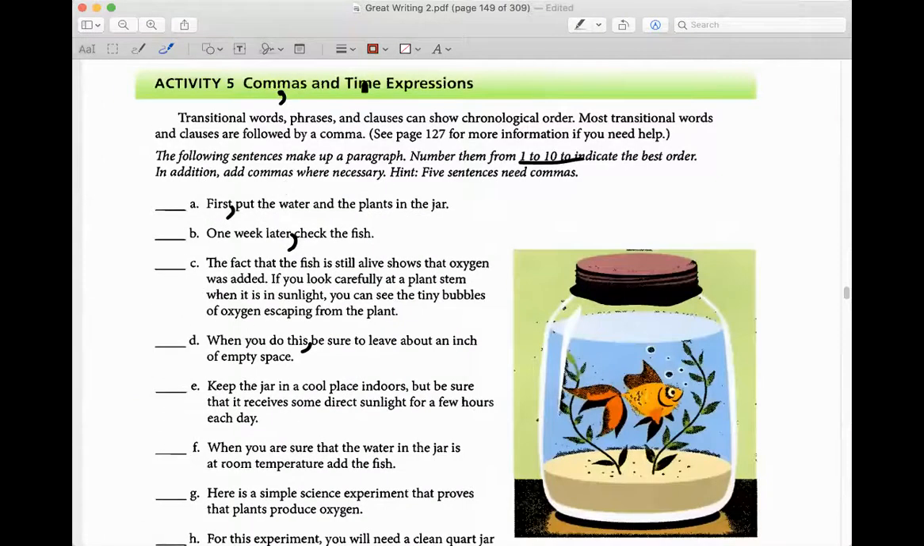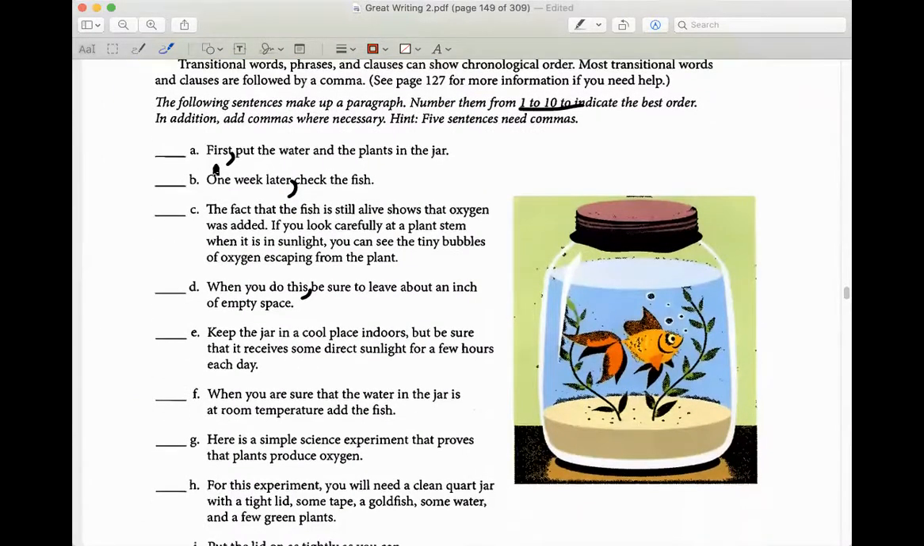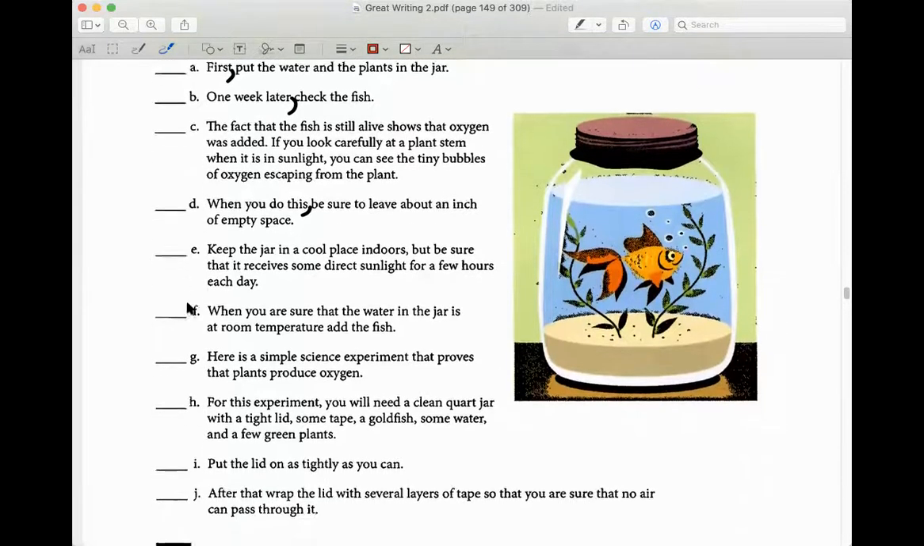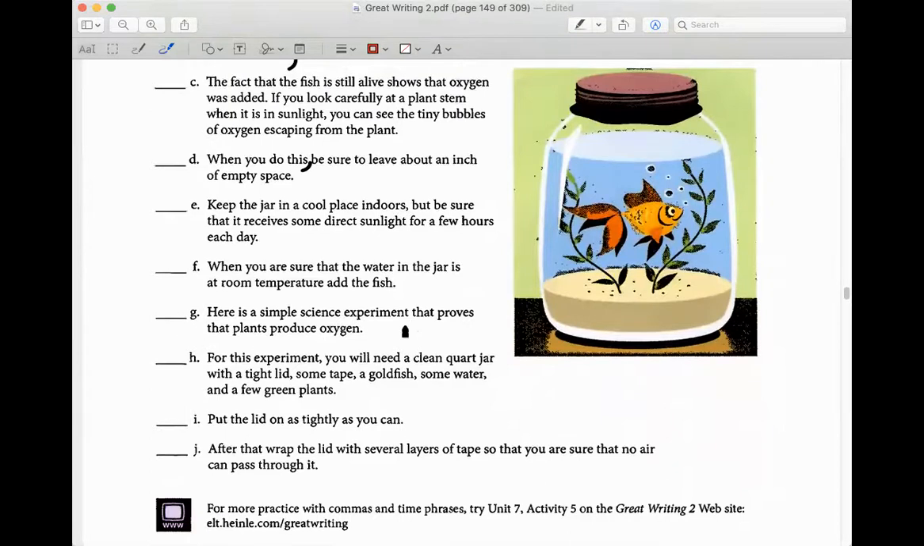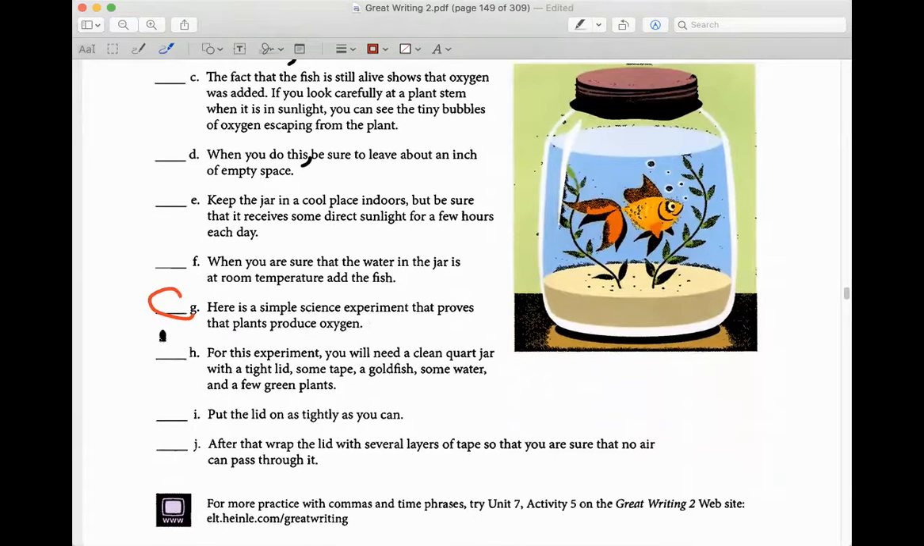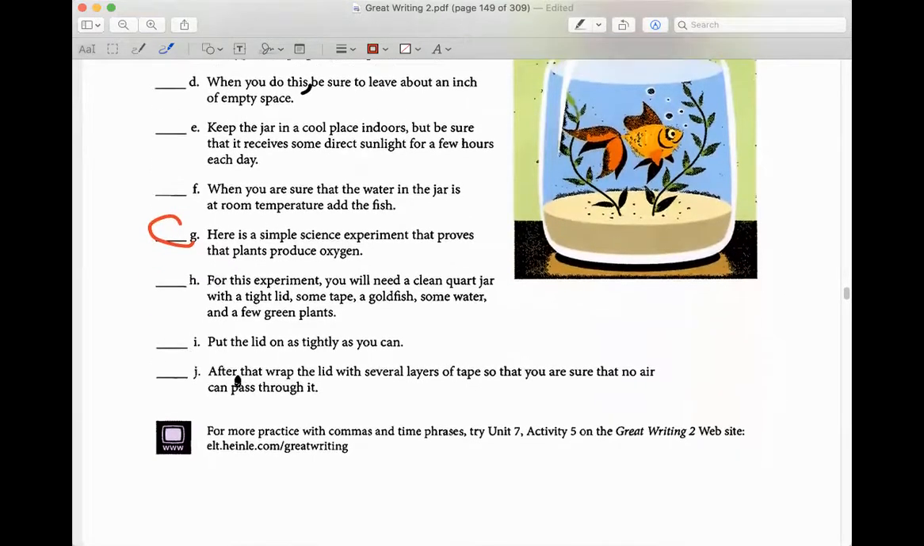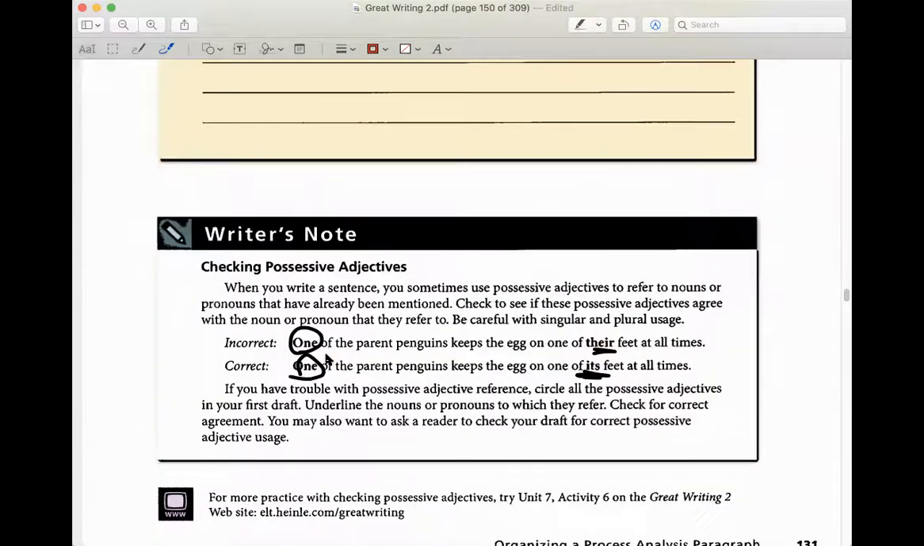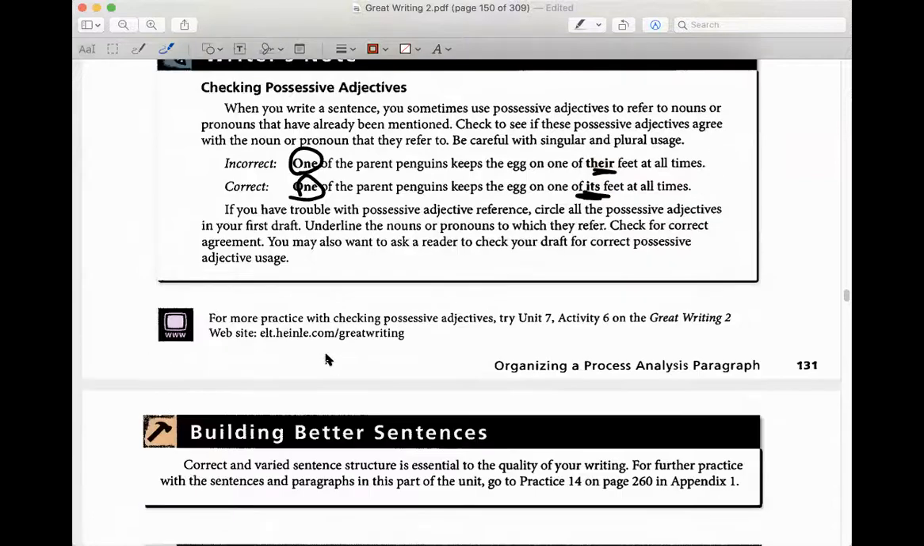Commas again, commas and time expressions. When you have a time expression like first, we usually put a comma after that. 1 week later, comma. When you do this, comma. No, this one would not have one. Here's a simple science experiment that proves that plants produce oxygen. So here we don't need a comma. That one's okay. That one's correct. After that, there you got it.